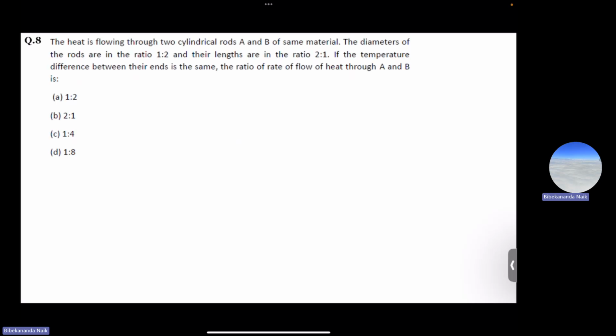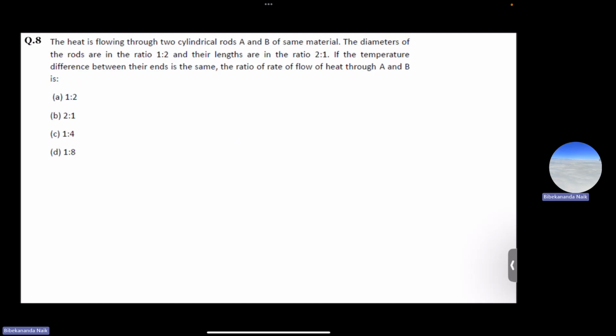Question number 8 says the heat is flowing through two cylindrical rods A and B of same material. The diameters of the rods are in the ratio 1 is to 2 and their lengths are in the ratio 2 is to 1. If the temperature difference between their ends is the same, then the ratio of rate of flow of heat through A and B is: option A 1 is to 2, option B 2 is to 1, option C 1 is to 4, and option D 1 is to 8.